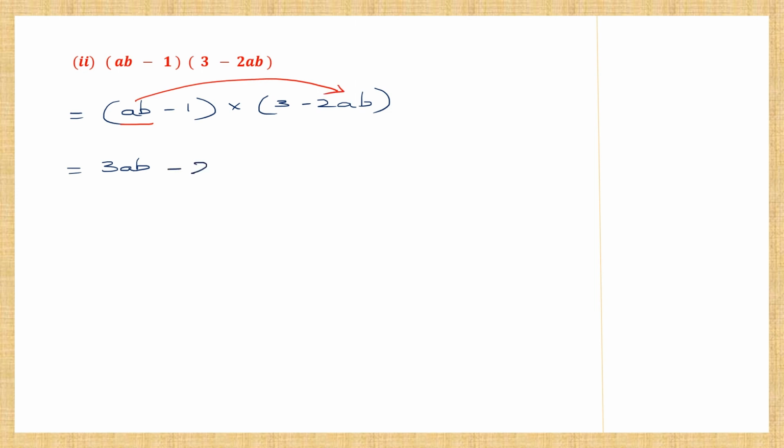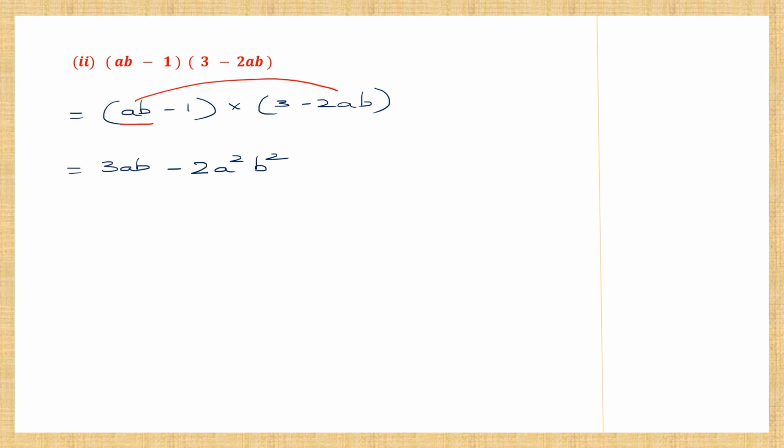Question 2, here also we multiply AB minus 1 into 3 minus 2AB. Here also we take each term at a time. So AB into only 3 first. So the number is 3 and then AB into 3 is 3AB. So once that is done, go on to the next one. So that is AB into minus 2AB. The sign is minus. The number is 2. A into A is A square. B into B is B square.